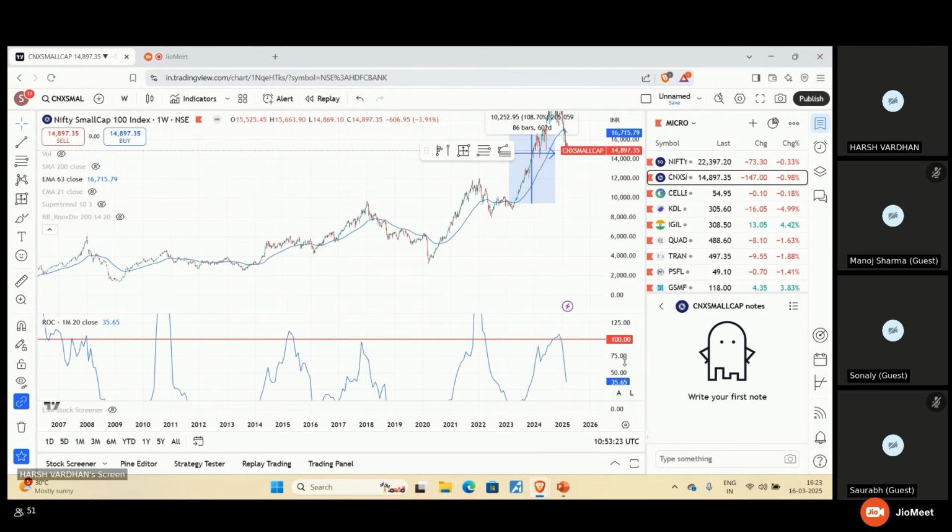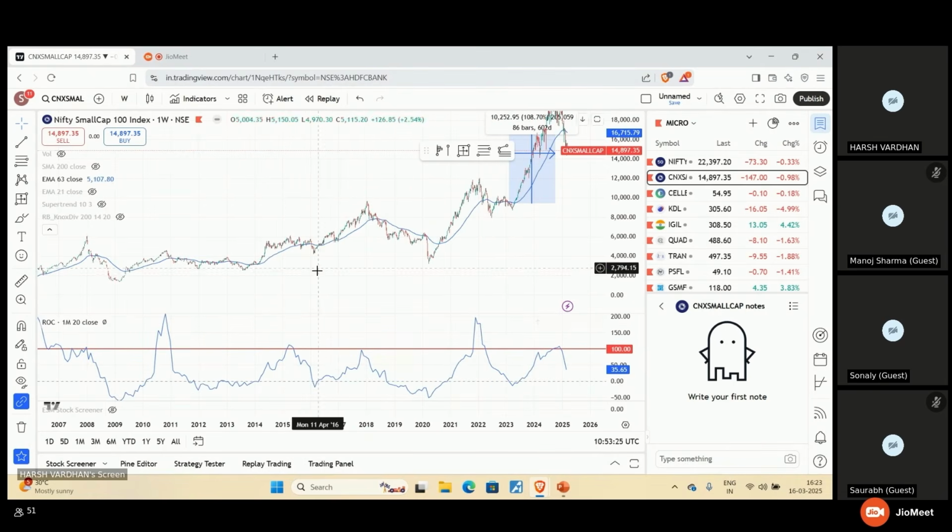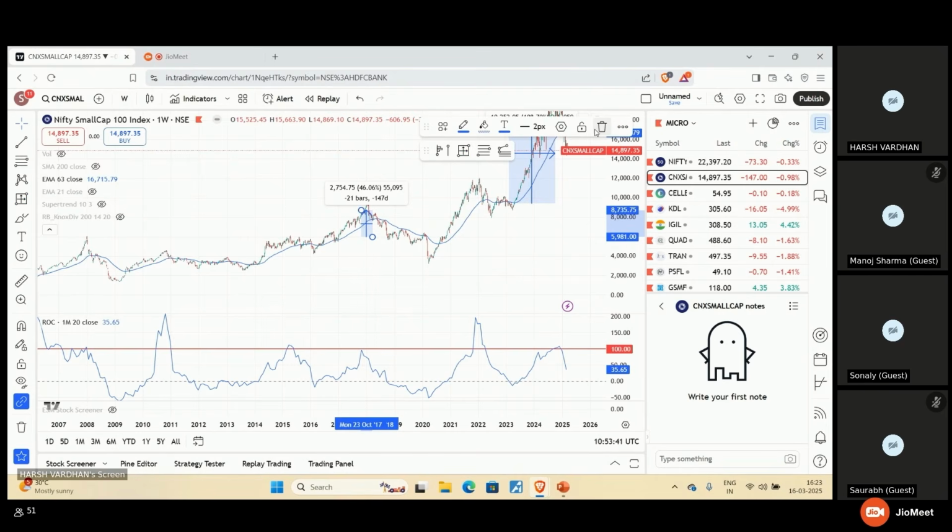Then you can deploy it here. For example, if you sold somewhere here, you can deploy it near the bottom, right? So you could have easily saved 46%. In terms of drawdown, it will be somewhere around 32% drawdown you could have saved.